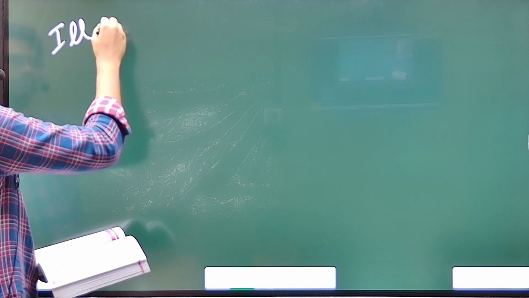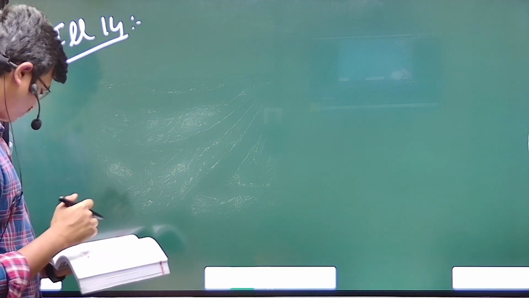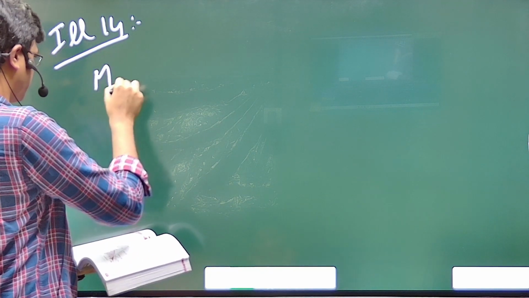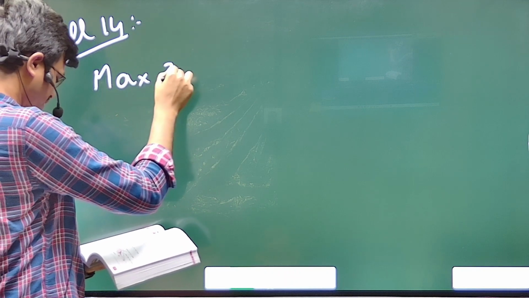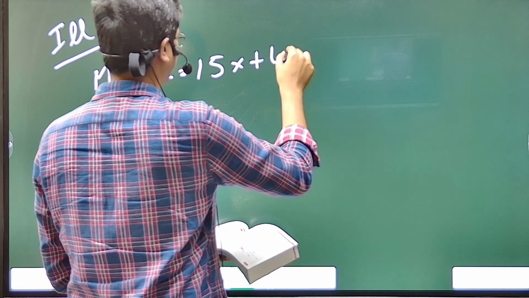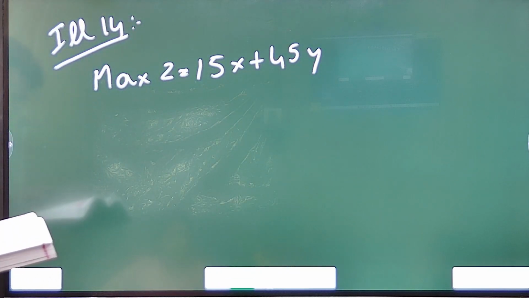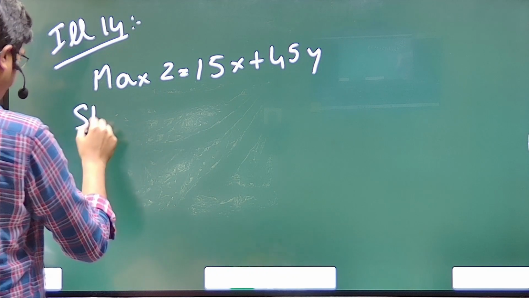Let us see illustration number 14. Whatever problems we are not able to solve in class now, you do for homework. This is because this is already a solved type of the same pattern, so I am just skipping it. So illustration 14, he says maximize z equal to 15x plus 45y. He asks us what is the slope.